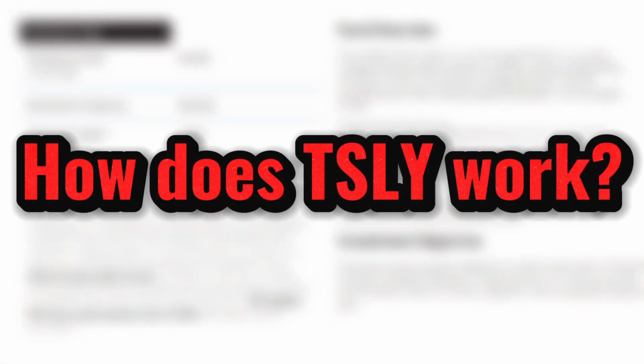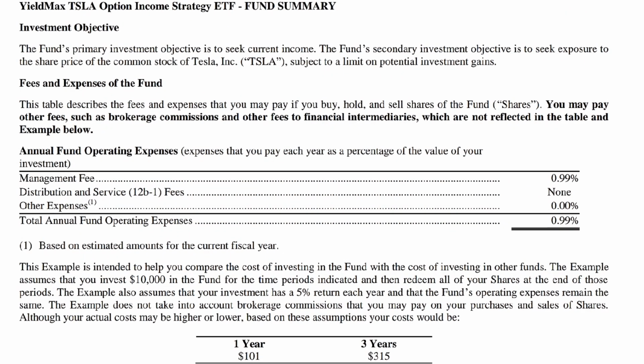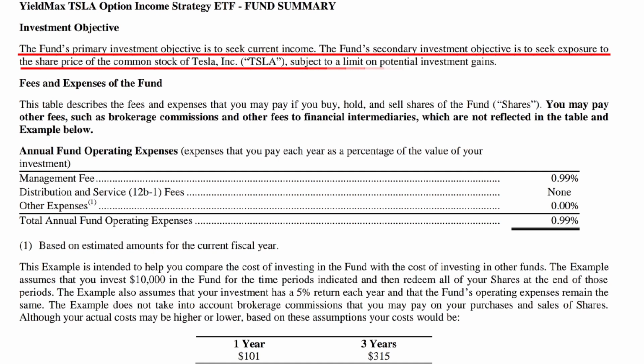But how does TSLY work? Well, in the fund's summary of the YieldMax TSLA Option Income Strategy ETF, its investment objective says, the fund's primary investment objective is to seek current income. The fund's secondary investment objective is to seek exposure to the share price of the common stock of Tesla Incorporated, subject to a limit on potential investment gains.